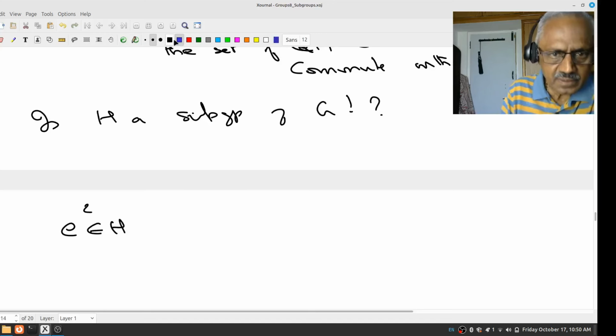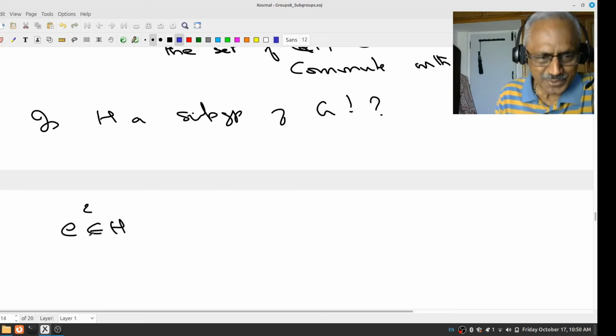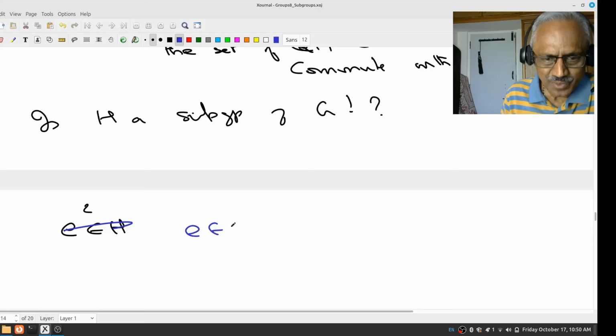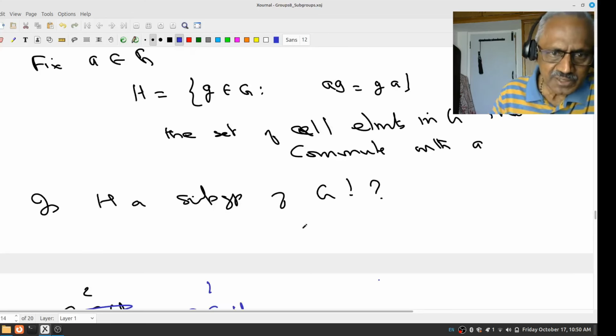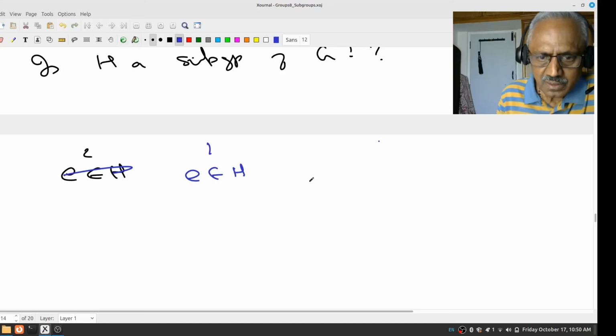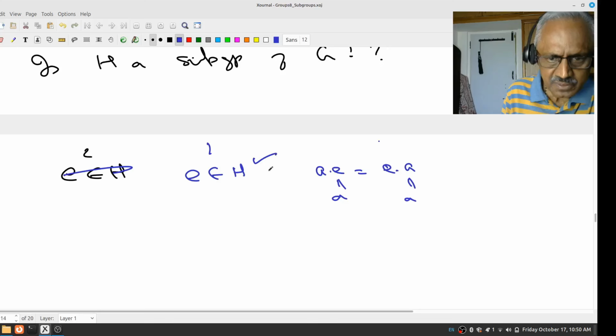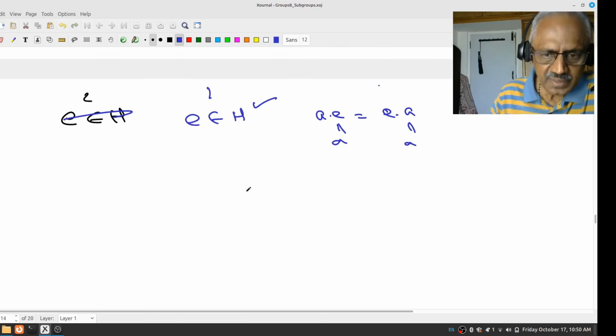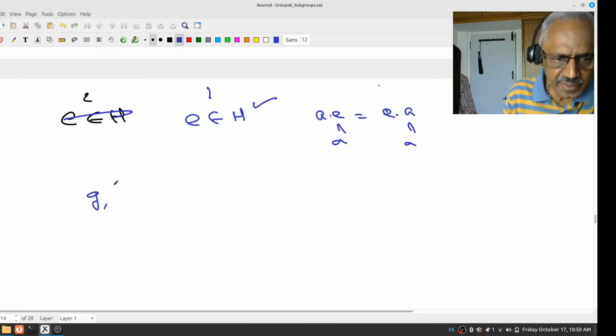Let me continue. The first question is, does e belong to H? But that's clear. When does an element belong to H? If and only if it commutes with A. That means I want to know whether Ae is the same as eA. But since e is the identity element, this is A and this is also A. Therefore, this is correct. Next thing, let us say g and h belong to H. Then I want to know whether gh belongs to H.